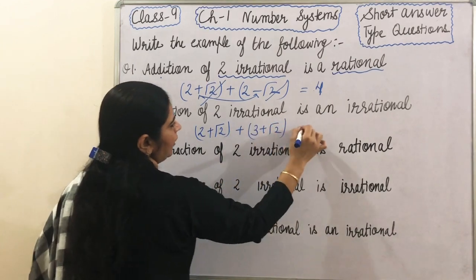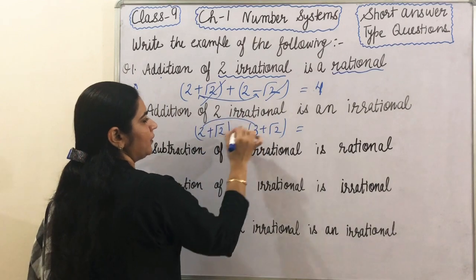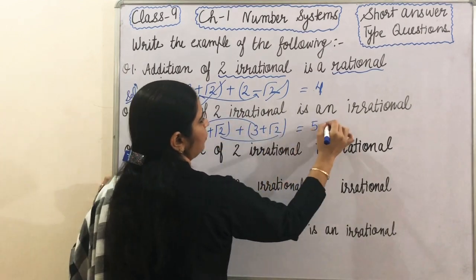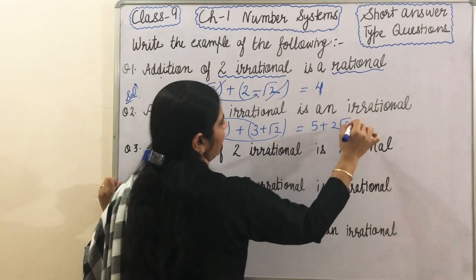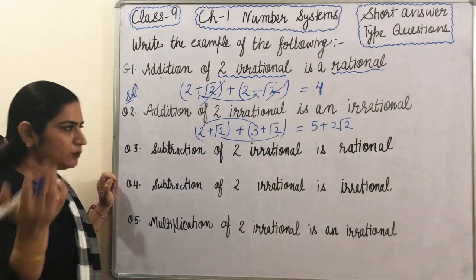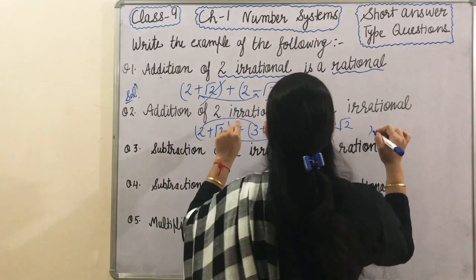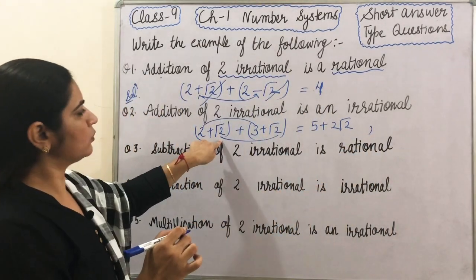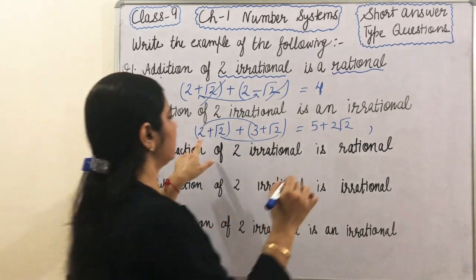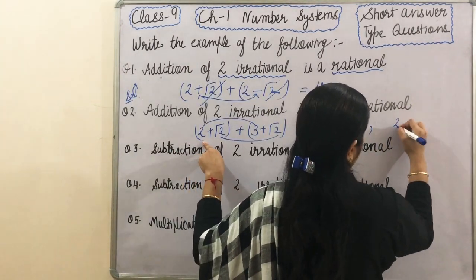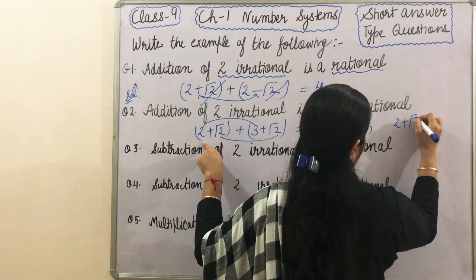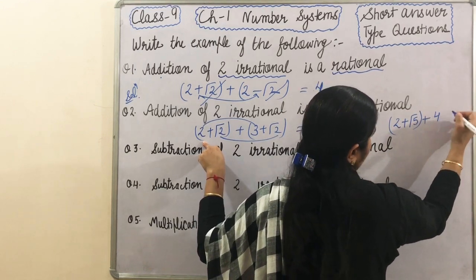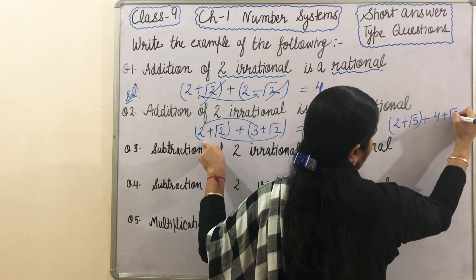So in the final answer like terms will be added: 2 plus 3 is 5, root 2 plus root 2 is 2 root 2. There are infinitely many examples. Suppose one more example here I am taking. Two irrationals, here I had written 2 plus root 2, 3 plus root 2. Another pair I am taking: suppose here I am writing 2 plus root 5 and the second irrational is 4 plus root 3.